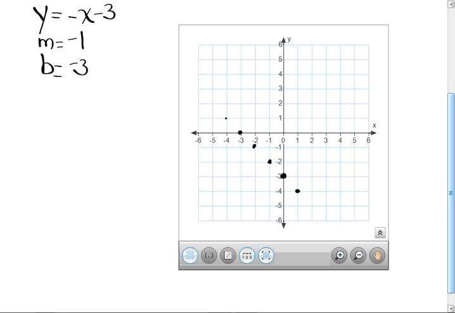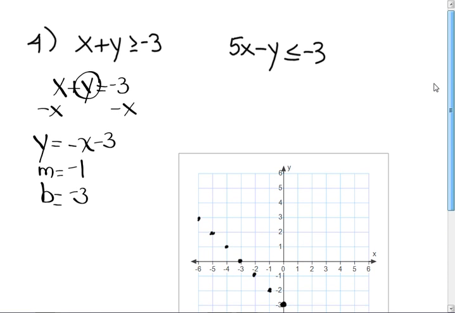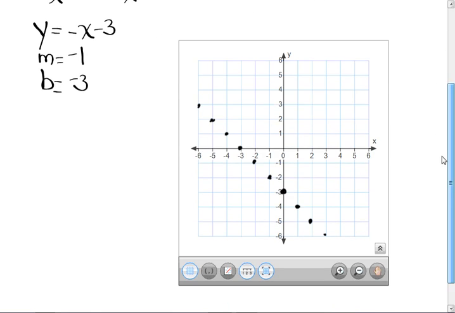Now, Allison wants to go back and look at the original inequality, and I agree with her, because I don't know if it's solid or dotted. It's solid, isn't it? So this is solid.